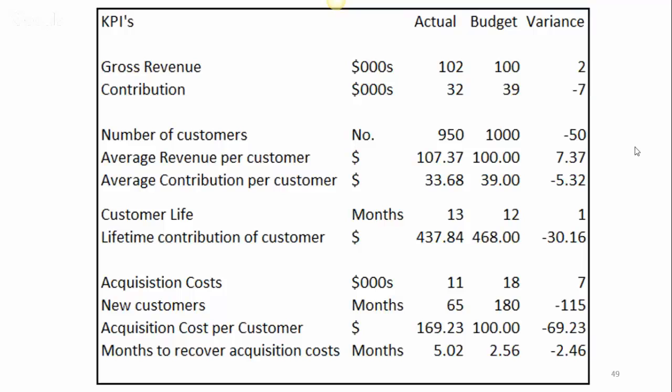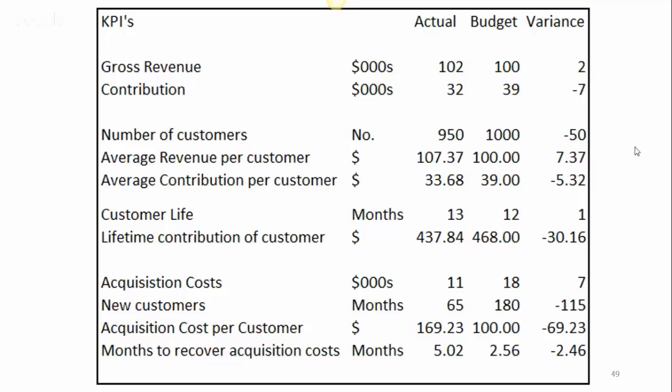A concern. Our customer life is up, but even though our customer life is up, our lifetime value of our customer is actually down below budget. That's a red flag as a business owner or as a business manager. You need to think about what are we going to do to get the lifetime value of our customer, particularly as it's now costing us $169 to get a customer versus $100. So putting that another way, when we budgeted this, we expected it would take 2.5 months to get our acquisition cost back. It's now taking us 5 months, twice as long.